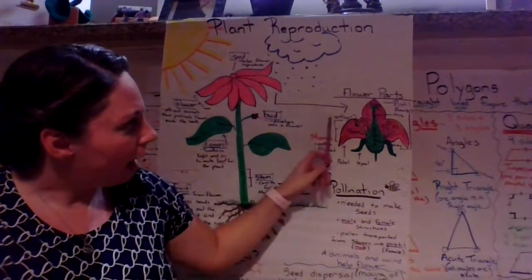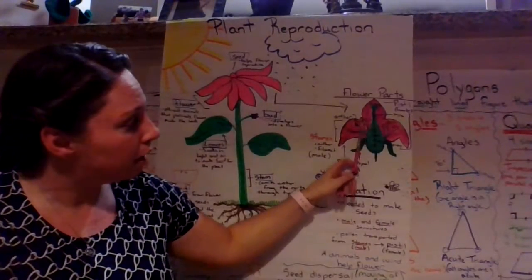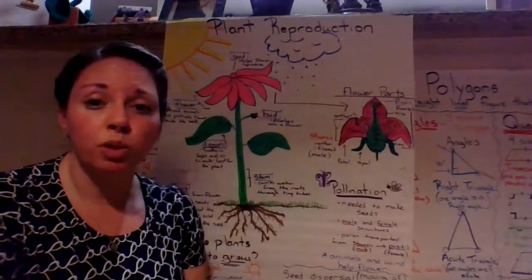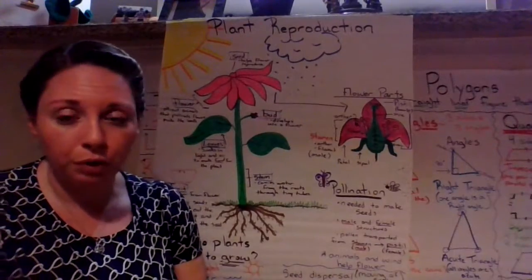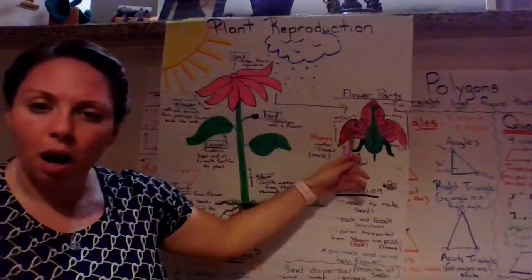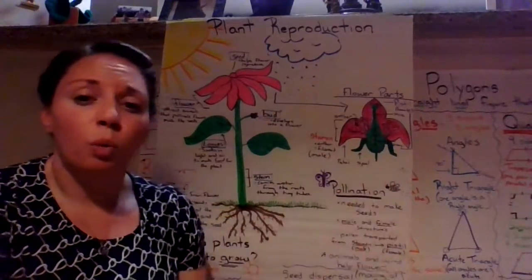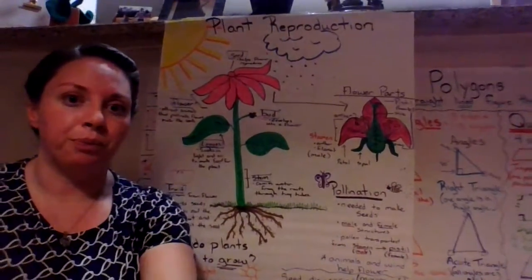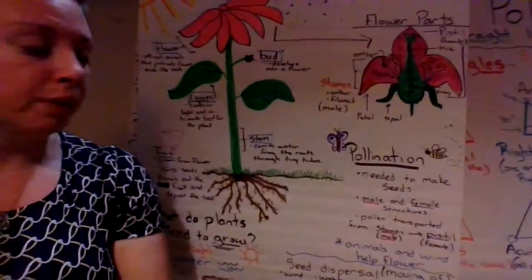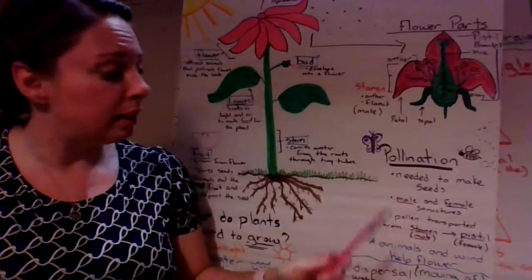So the stamen has the filament, which is like these long, skinny green parts here that hold it up. And then at the top is where we have the anther. The anther is where the pollen is going to sit. Now, the pollen is important for the reproduction process. So we're going to be talking about how the pollen gets to our pistil, the female part, which will later create the seed. So, pollination. Pollination is needed to make seeds. Again, this is our reproduction. It is needed to make the seeds.